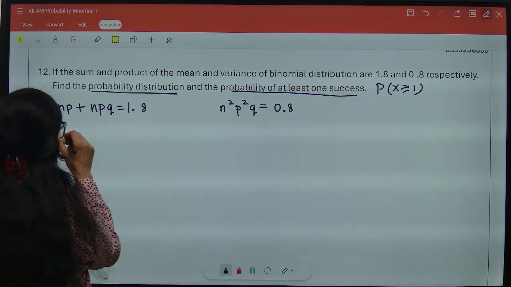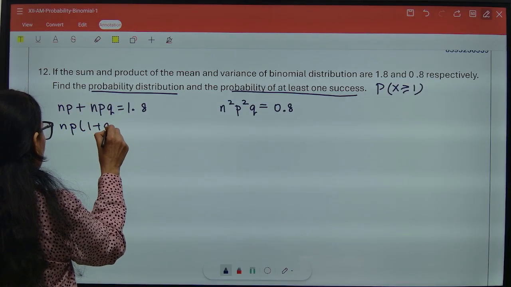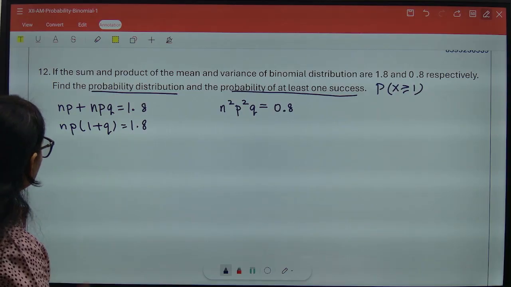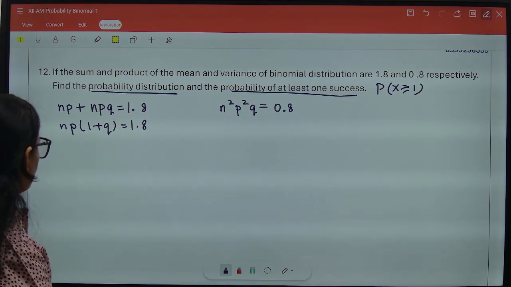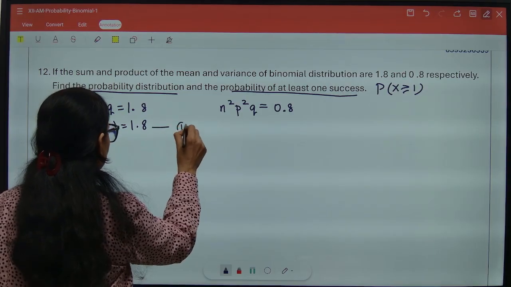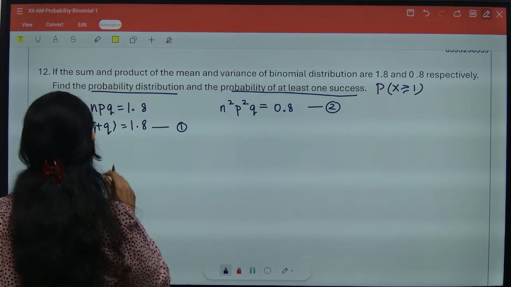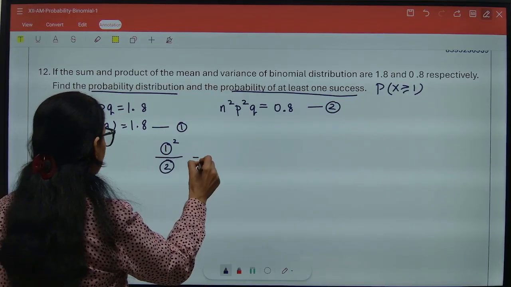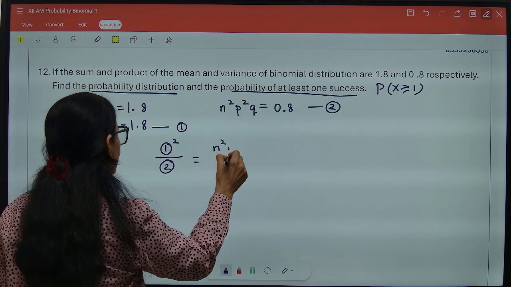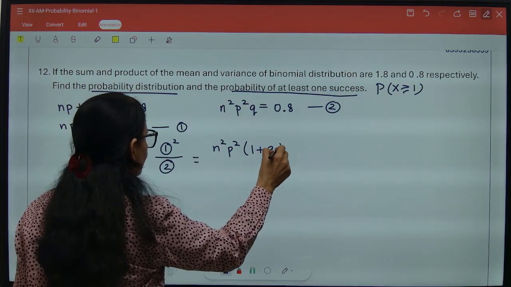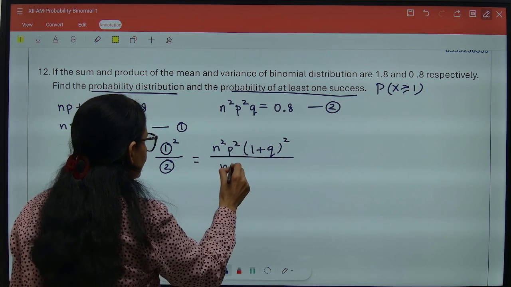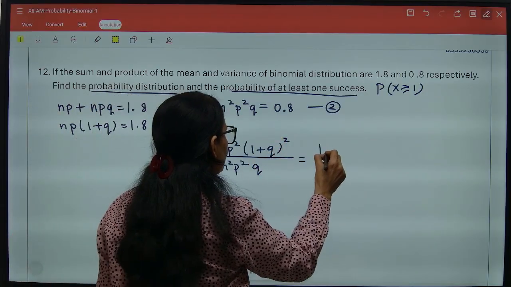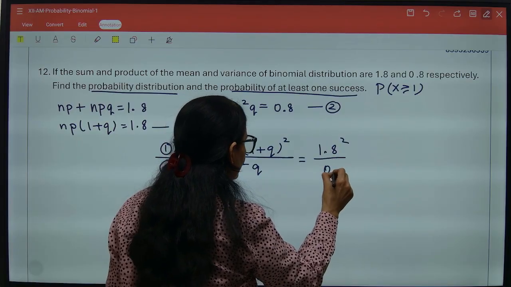If you look at both these, the first equation has 1 as the degree, so the power of n, p, q, everything is 1. And in the second one we have n square and p square. So mark this as 1, mark this as 2. Now if we square the first equation and divide it by the second equation, what do we get? Square of the first, that means n square p square into 1 plus q whole square upon n square p square q. On the right side we'll have 1.8 square upon 0.8.